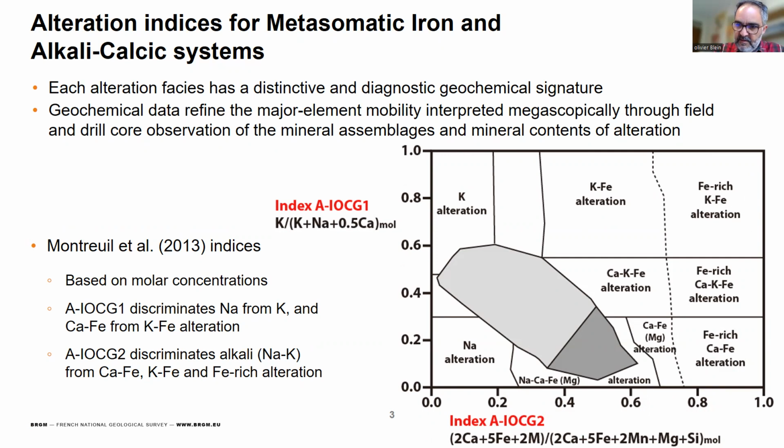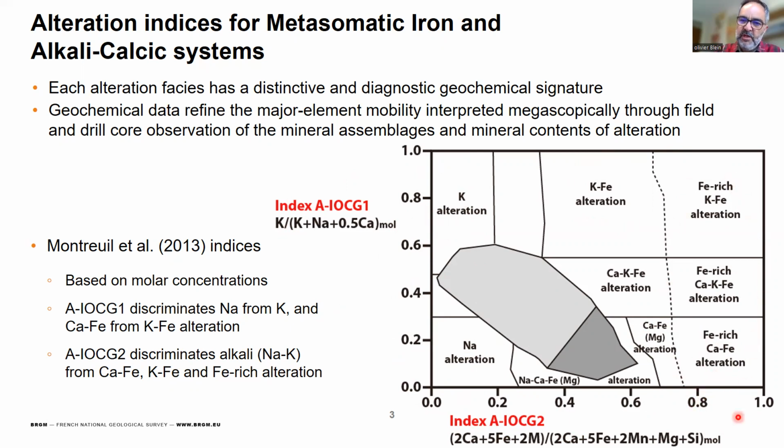For this, they used the molar concentration of major elements, and they created two indexes. The first index, AIOCG1, discriminates sodium from potassium and calcium iron alteration from potassium iron alteration. The second index, AIOCG2, discriminates alkali alteration from iron-rich alteration.